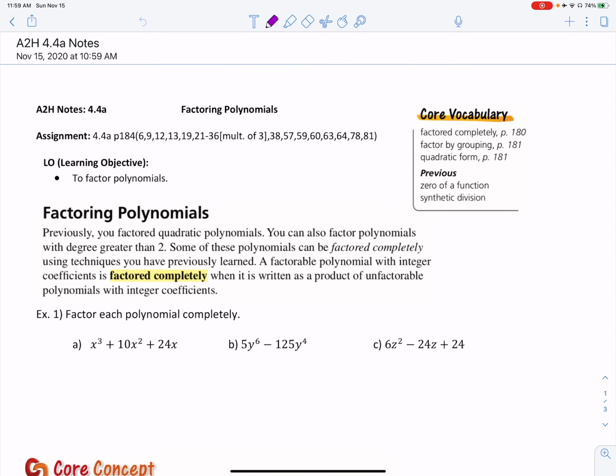Algebra 2 Honors 4.4a notes. We are factoring polynomials. When you factor, you are going to factor completely. It's understood if you're asked to factor, so you have to watch that. Make sure you're checking your answers, that you have gotten it factored all the way. And also start by writing the original problem down. And so here we go.